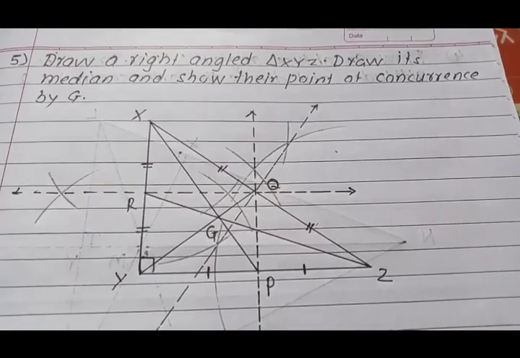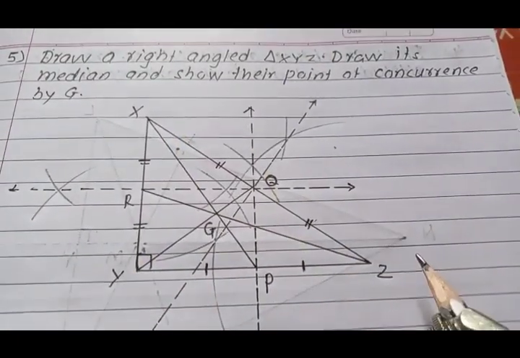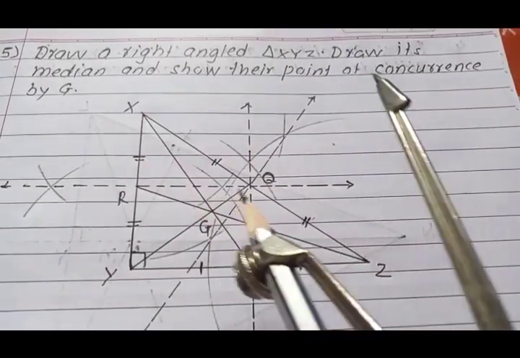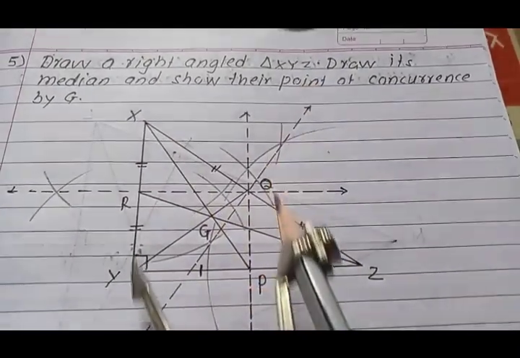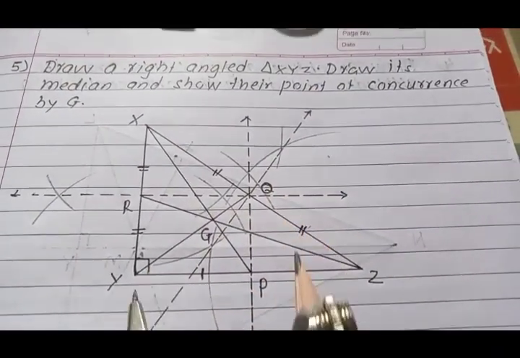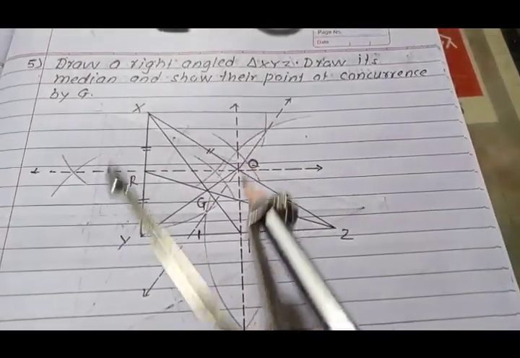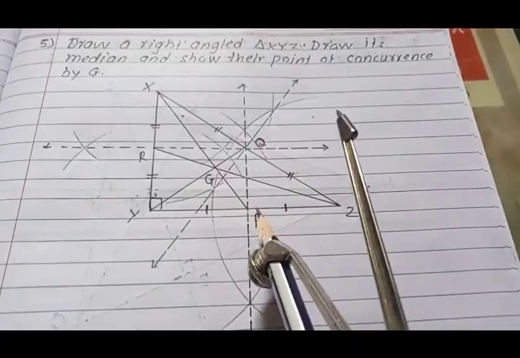Draw a right angle triangle XYZ. Draw its medians and show their point of concurrence by G. First, this right angle triangle, with Y equal to 90 degrees. Then from here, draw arcs from both sides and join at point P.